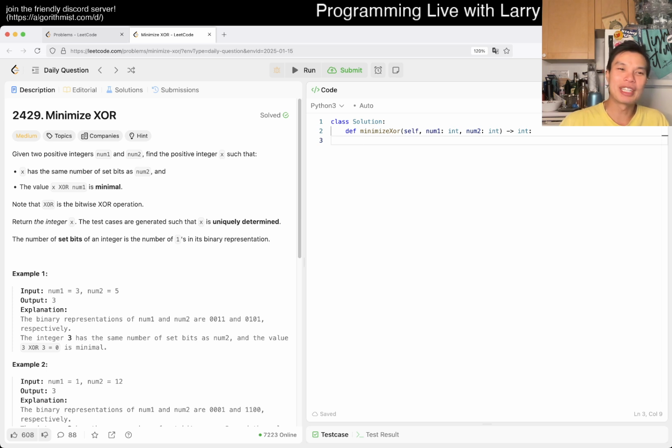Given two positive integers num1 and num2, find the positive integer x such that x has the same number of set bits as num2, and the value of x XOR num1 is minimal. That's kind of weird, right? It's a little bit weird only because num2 doesn't matter other than its number of set bits, right?